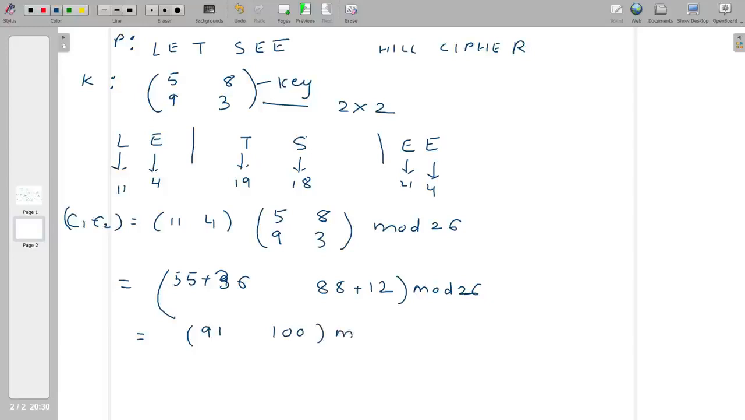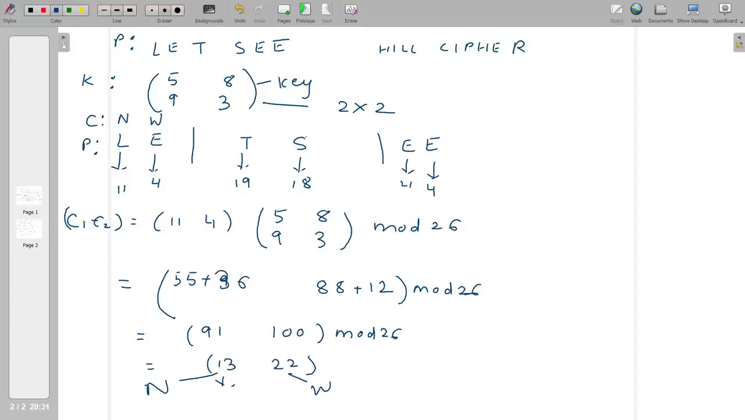And when we do the mod 26 operation, it means when we divide 91 by 26, the remainder is 13. Similarly, when we divide 100 by 26, the remainder will be 22. And this 13 is for letter N, and this 22 is for letter W. So this LE is encrypted as N and W. This is our ciphertext and this is our plain text.